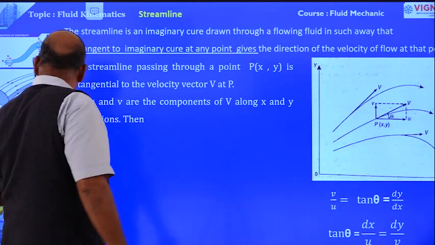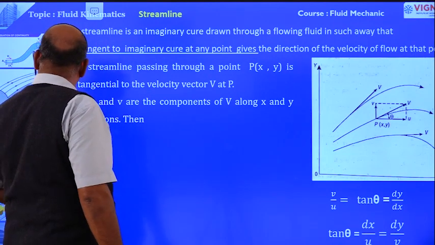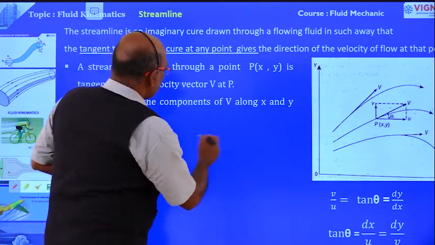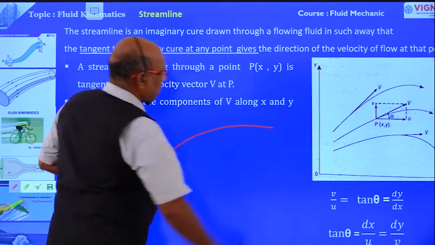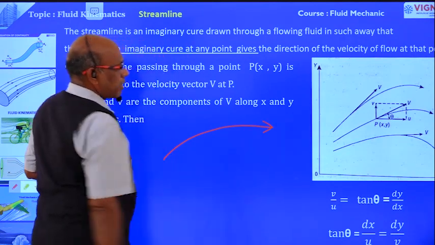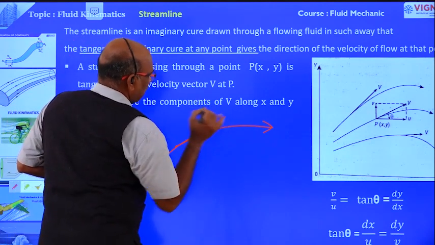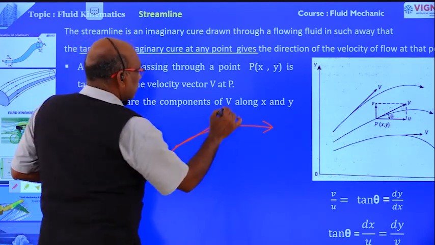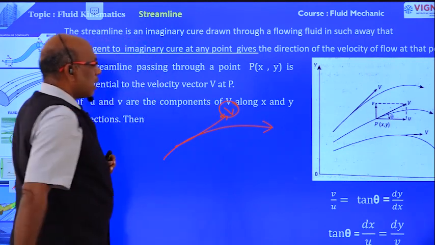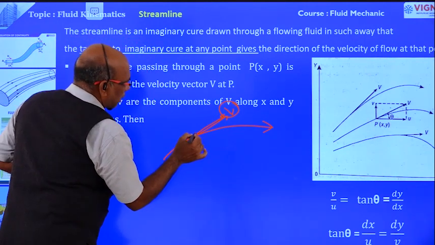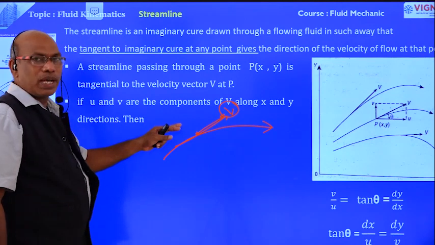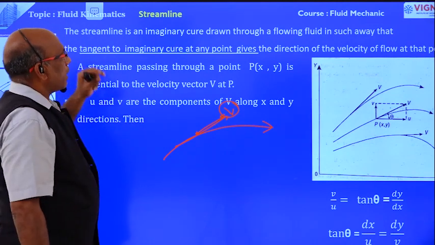Right, suppose this is one imaginary curve. So here we are going to take one tangent like this. This tangent gives the direction of velocity at this point. That is known as a streamline.